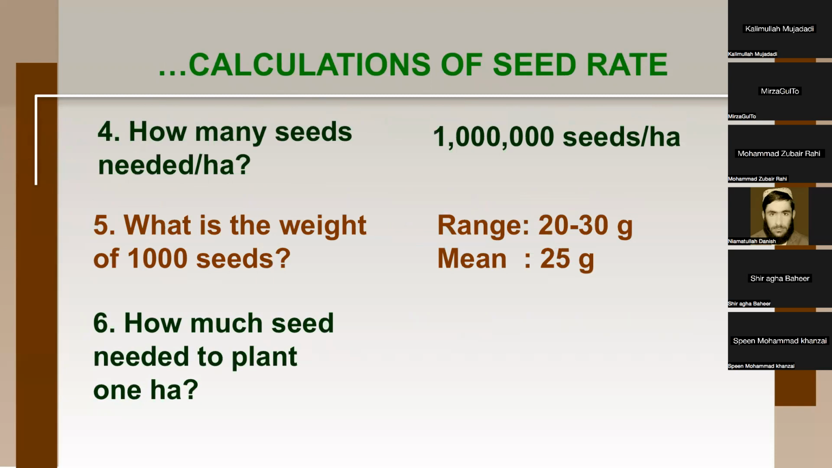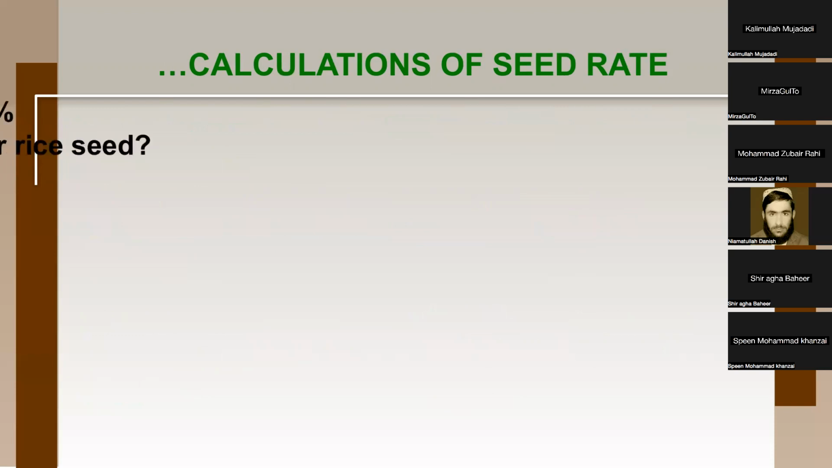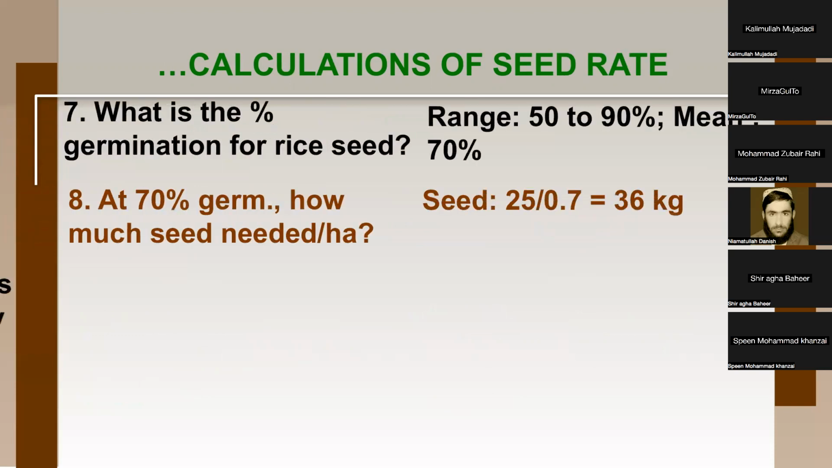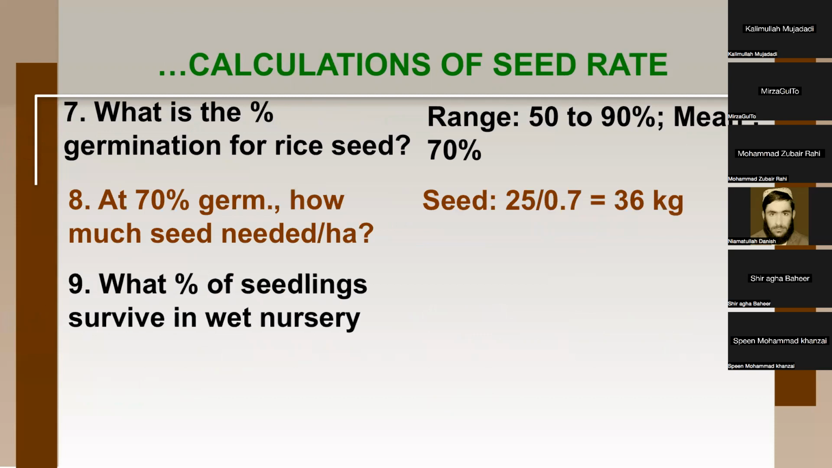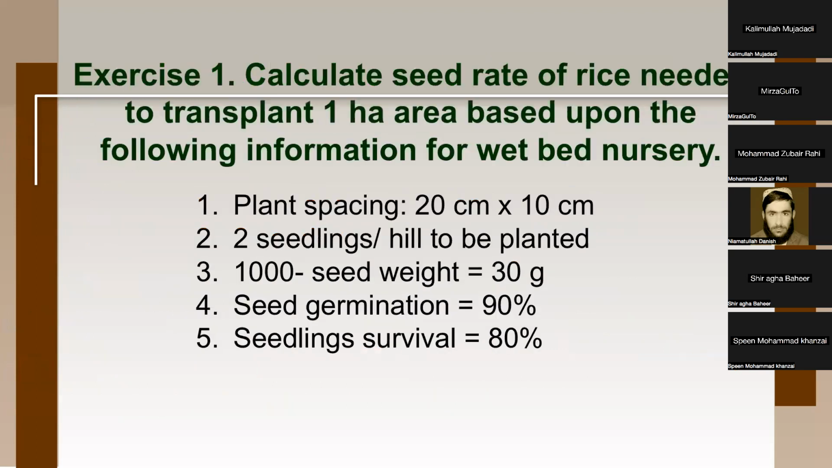And then the seed weight here is 25. In your example, it is 30 gram. And how much seed will be needed? This is how you found 25 kg. And then percentage germination is 70%. In your case, you can see how much it is, 90%, I think. And then again, the survival percentage will be there, 80%. So this is the information. Based upon this, you are requested to do this exercise and tell me the answer.